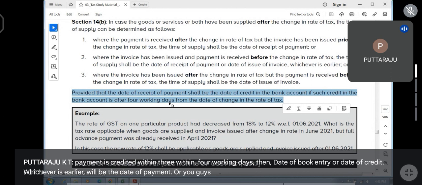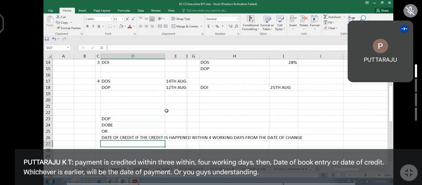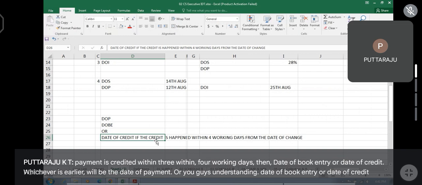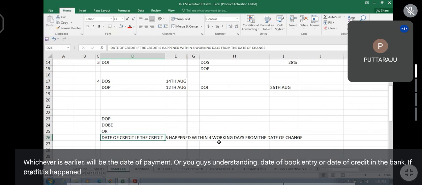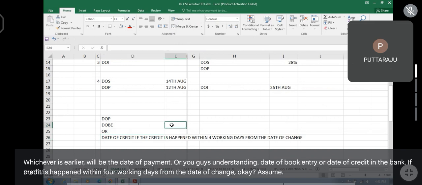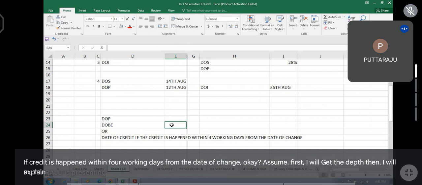Are you guys understanding? Date of book entry or date of credit in the bank, if credit happens within 4 working days from the date of change. Okay, assume. First I will give the dates, then I will explain the logic why the government has done like this.